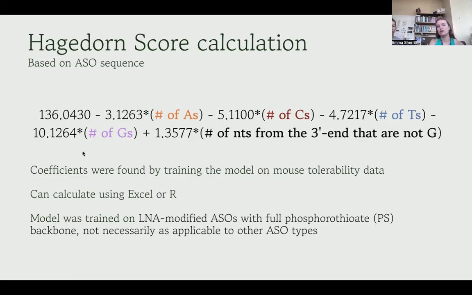But it is a very simple calculation and one that you could run really quickly on all of your designs if you wanted. And we find it's just a nice way to filter out some possibly toxic sequences.